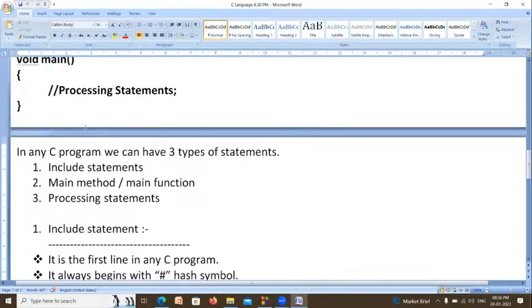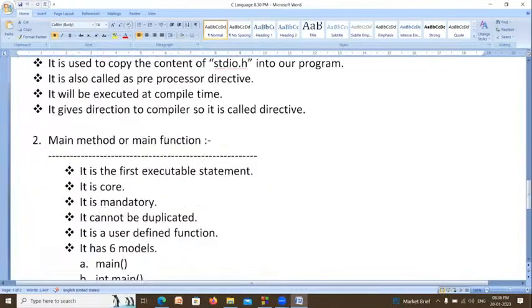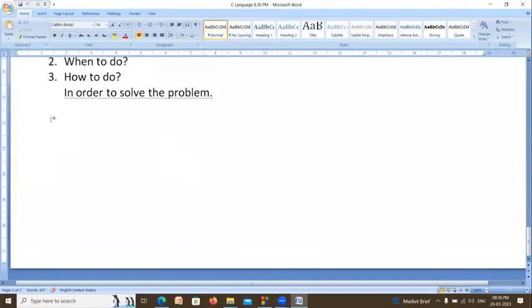Now, in the last class, I explained how to write a sample C program. Hash include stdio.h. After that, we have to write the main method. Within that, we need to write the code. Code is nothing but processing statements. Today I will explain what data types are available in C language.